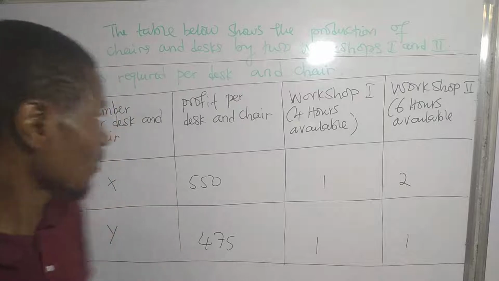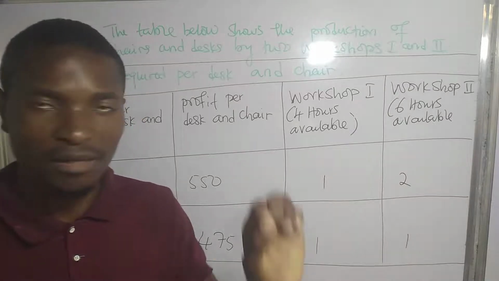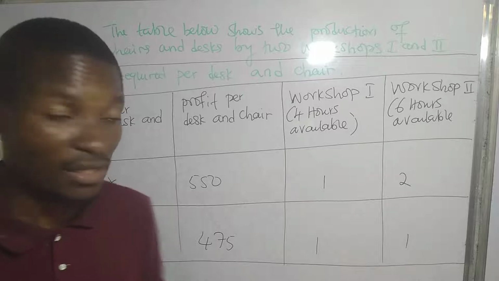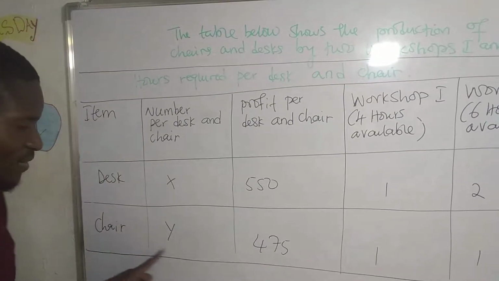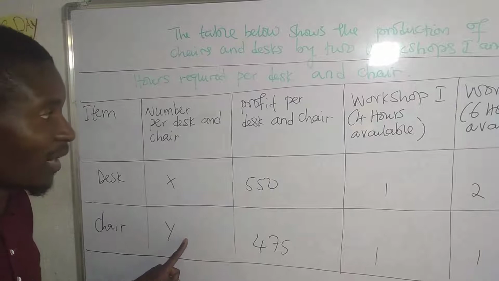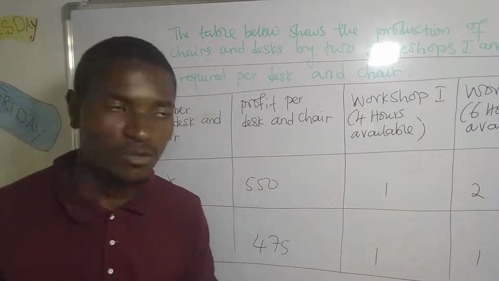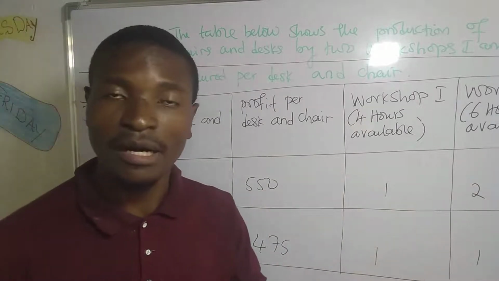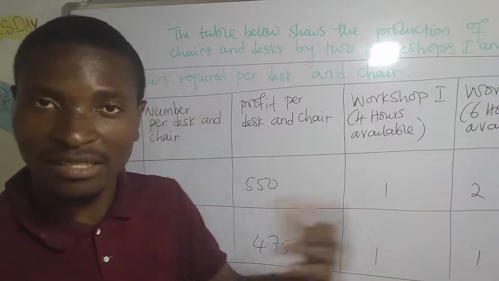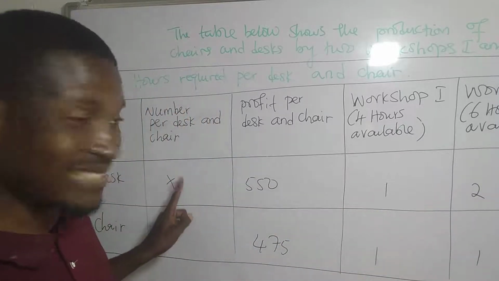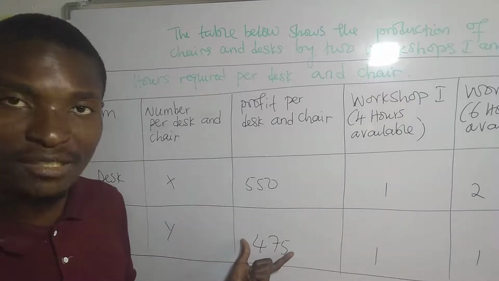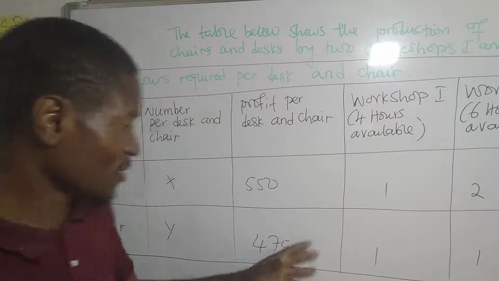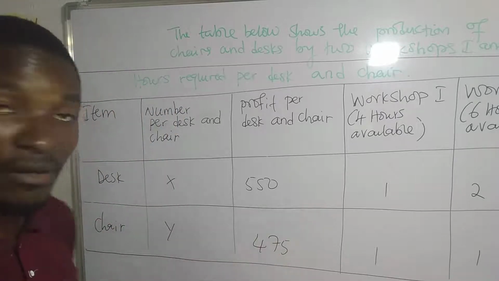The number of desks is represented by a mathematical variable, x, and chairs are represented by y. The profit when we sell each product is 550 for a desk, and for a chair we make 475. You can see that we make more from desks than from chairs.